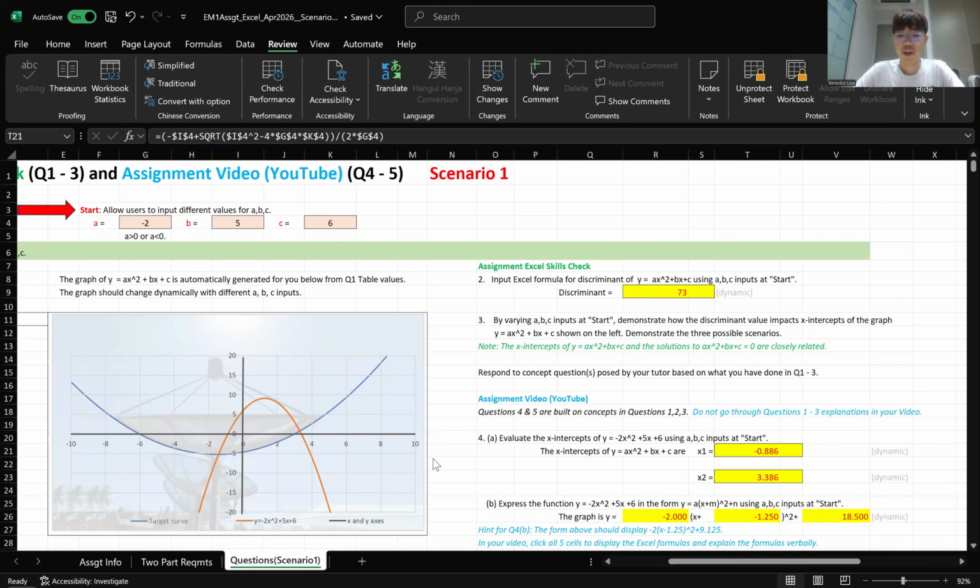So for question 4a, I evaluated both of the x-intercept values using the quadratic formula, and I inputted the values of a, b, and c into the quadratic formula to give me both x-intercept values. And these are the formulas for both x values. And these are the points where the curve will cut the x-axis.